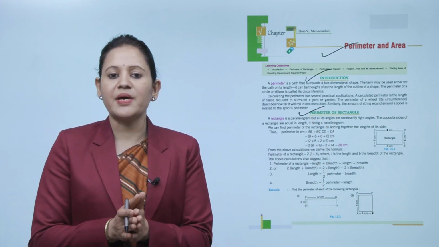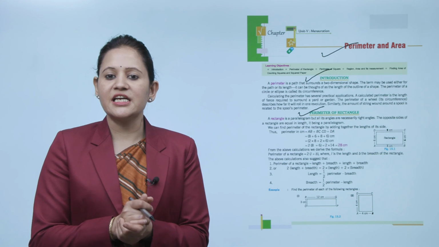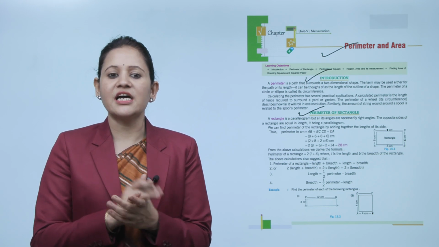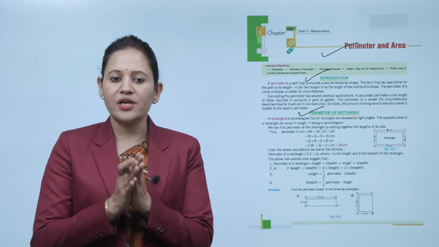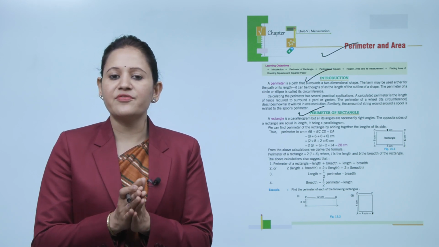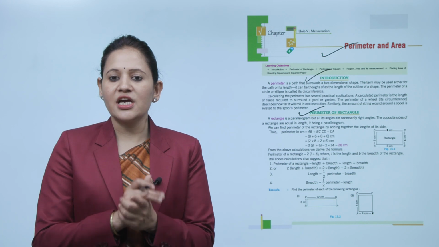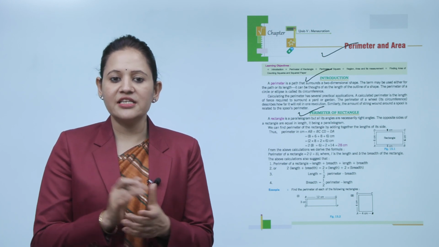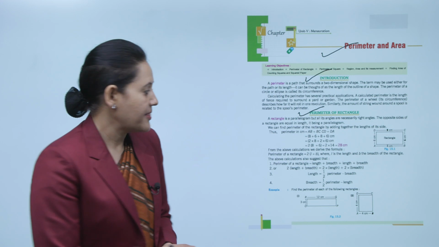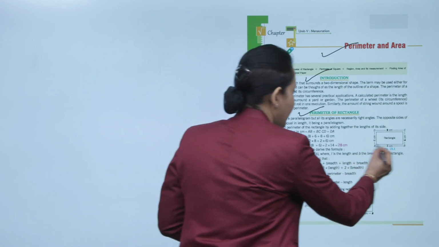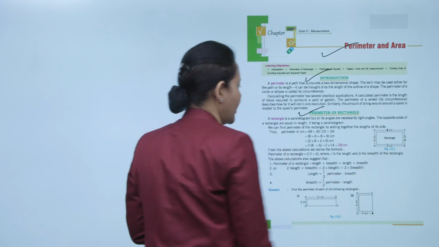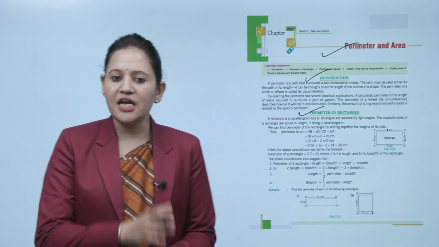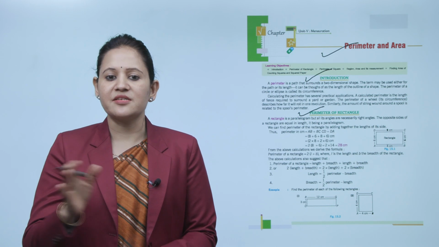The rectangle is a parallelogram, but all its angles are necessarily right angles. Opposite sides of a rectangle are equal in length, it being a parallelogram. We can find the perimeter of a rectangle by adding together the lengths of its sides. Thus the perimeter in centimeters equals AB plus BC plus DC plus DA, so that is 8 plus 6 plus 8 plus 6 centimeters.